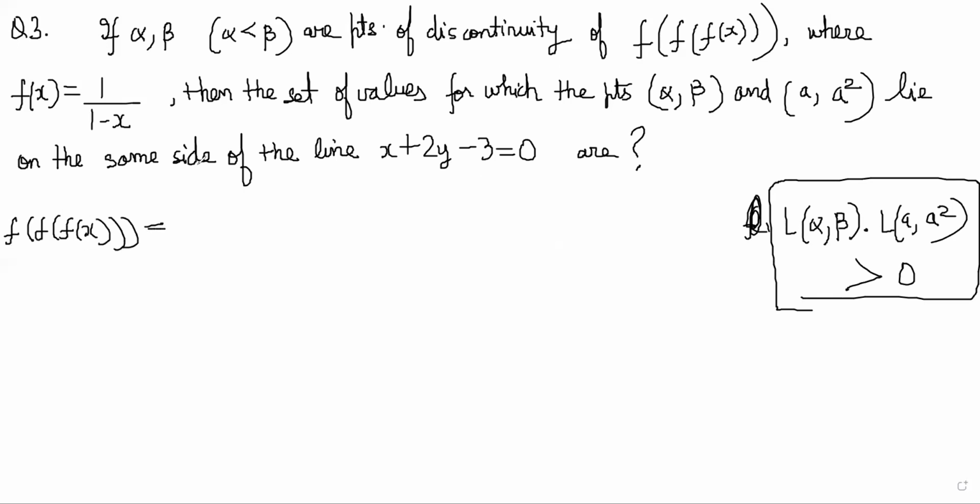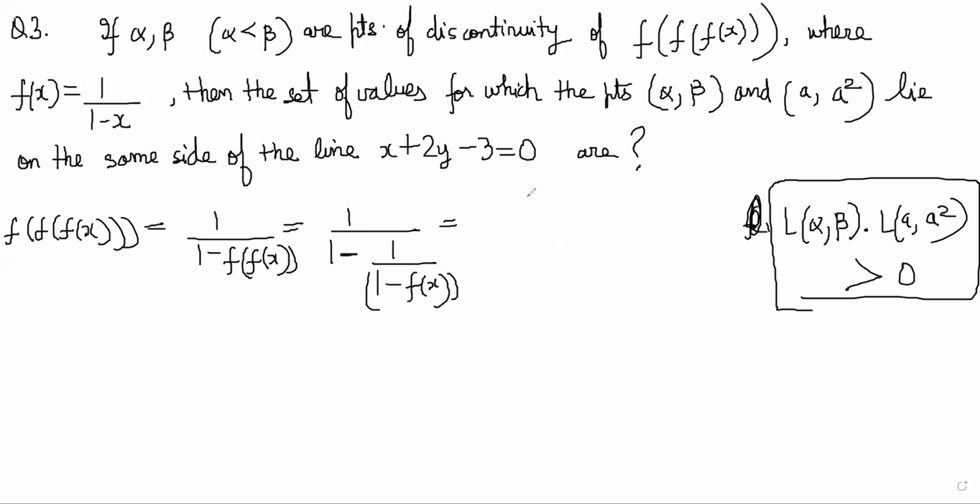Without that, you cannot do anything. So that is not hard actually, because it will be 1 by 1 minus f of x, right? And that will be 1 by 1 minus 1 by 1 minus x, right? So let's evaluate it: 1 minus x minus 1 over 1 minus x, so that is coming out to be 1 by 1 minus, it is minus x by 1 minus x, right?